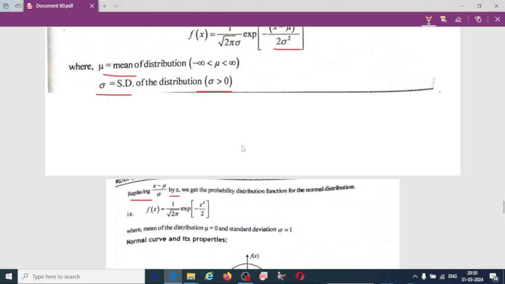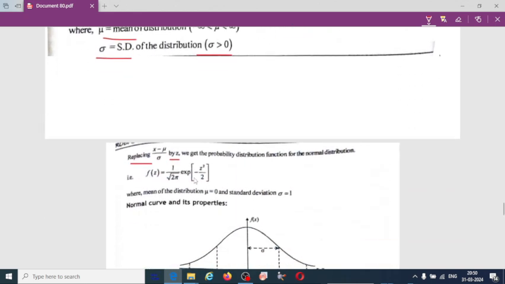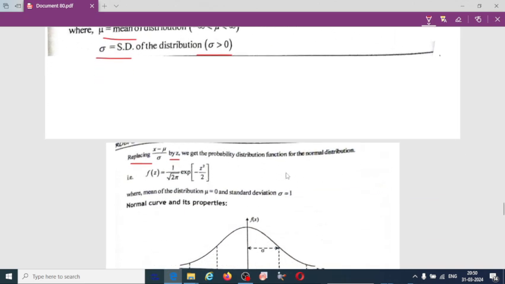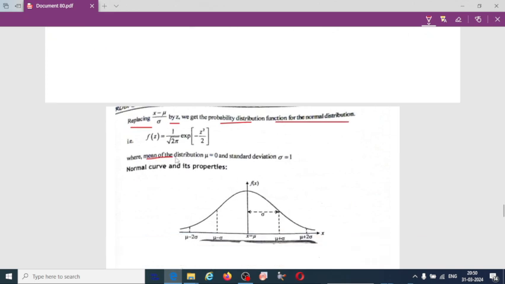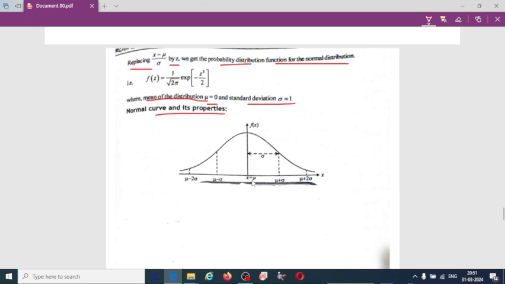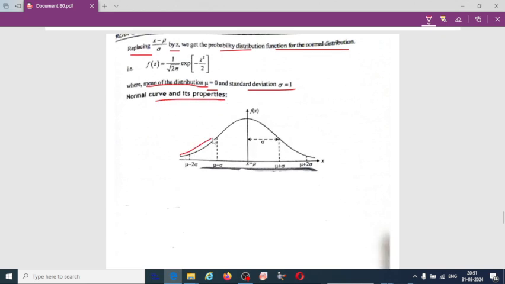If we replace x minus mu divided by sigma by z in the above formula, we can write 1 divided by root 2 pi, exponential minus z square by 2. We get the probability distribution function for normal distribution, where the mean of the distribution mu is equal to 0 and sigma is equal to 1. Now the normal curve and its properties: you can see the nature of the graph, it is going to be like this.